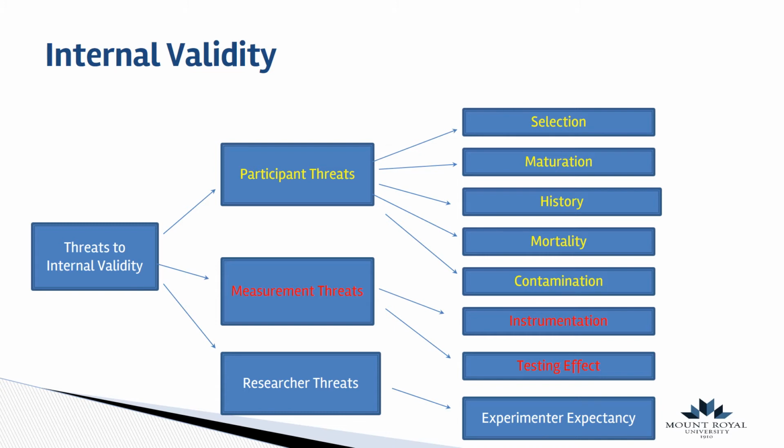Instrumentation is really a threat to reliability. So this can occur when the instrument or the dependent variable measure changes during the experiment. So say you're using a weigh scale and your scale loses accuracy in a weight loss study or something like that.